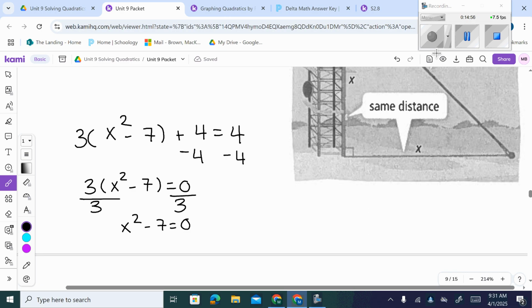Do y'all see how this squared is not around the whole parentheses, it's just around the x? So what do you do now? You would add your 7, and then what would you do? Square root. Then you would square root it.